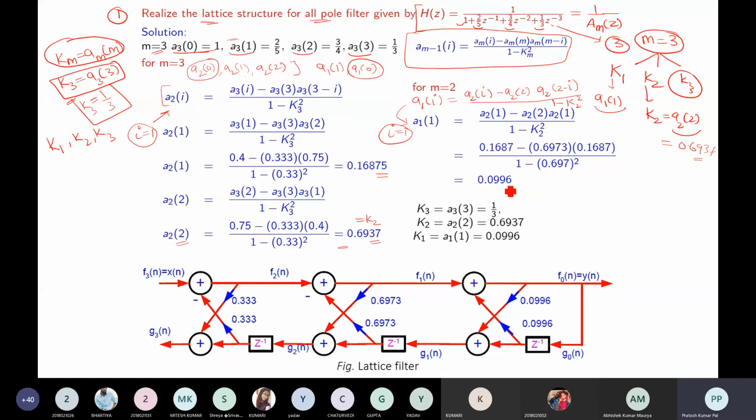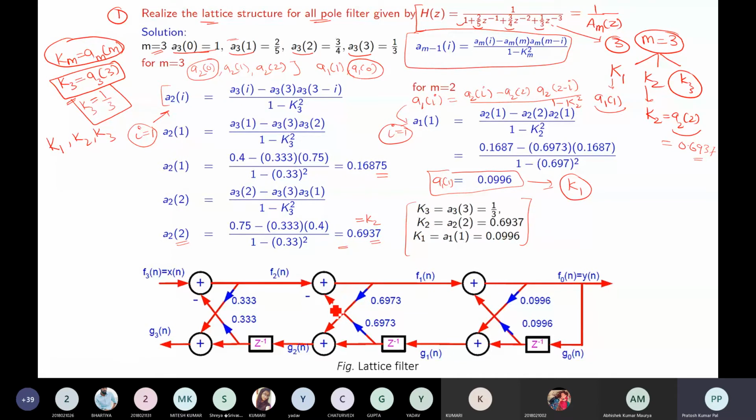Okay, so from there we can get a1 of 1 equals to this value, and we already know the k1 equivalent is there. So now we know the k1 value, k2 value and k3 value. Once we know k1, k2 and k3, we can proceed with the lattice realization.